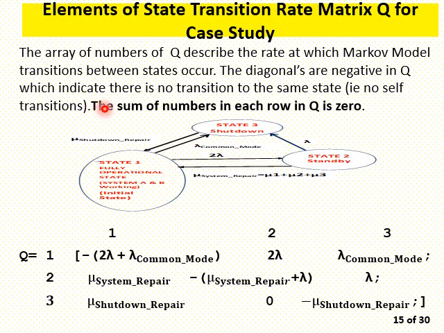We also see the condition that the sum of the numbers in each row in Q has to be 0. So 2 lambda plus lambda common mode, you add both and give a negative sign, which is given in the diagonal, that is, in the first element. And so if you add all these elements, it will come to 0. In this way, we set the state transition rate matrix Q.